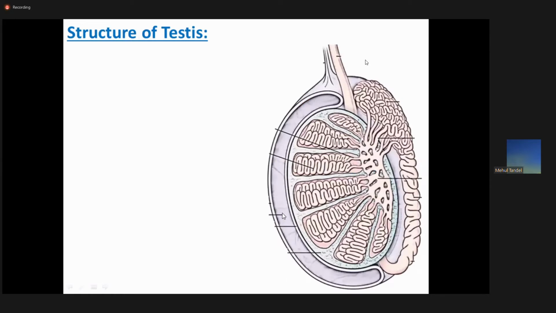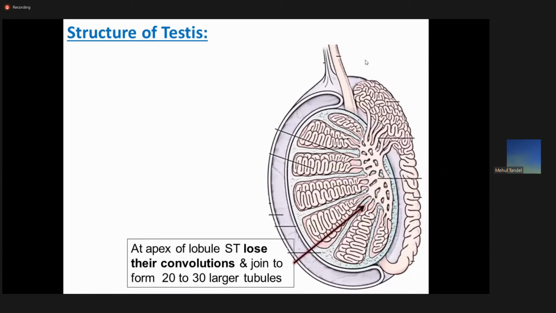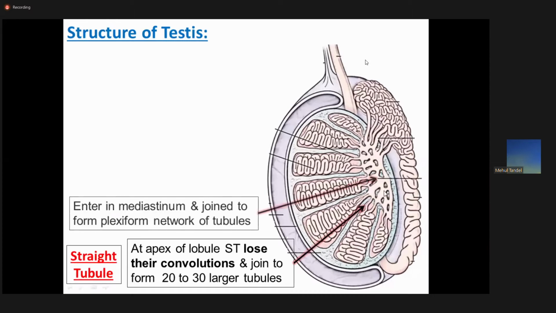Now, in the structure of testis, at the apex of each lobule, you can see the seminiferous tubule loses its convolution, or you can say it becomes uncoiled and straight. From the 20 to 30 large tubules, these are known as straight tubules. All these tubules enter the mediastinum testis and join to form a plexiform network of tubules. These tubules are known as the rete testis.